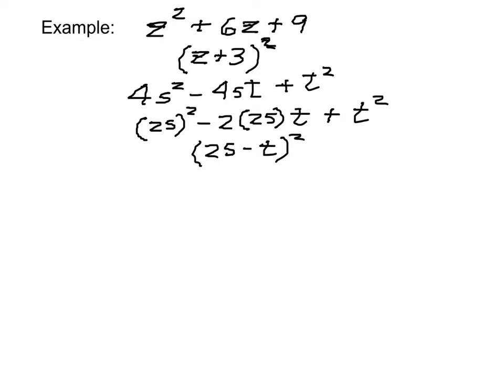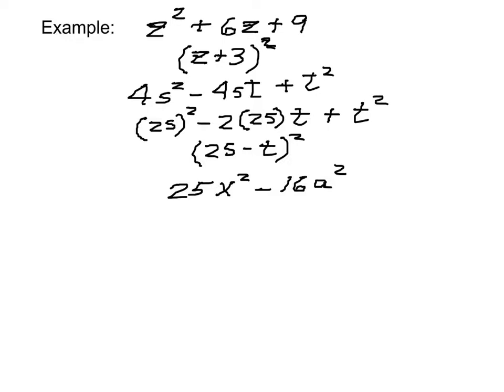Let's say we've got 25x squared minus 16a squared. Now, notice I don't have 3 terms here. I've got 2 terms separated by a minus sign. Well, anytime you see 2 terms separated by a minus sign, you should ask yourself, are these 2 terms perfect squares? And the answer is yes, they are, because the square root of the first term is 5x, the square root of the second term is 4a.